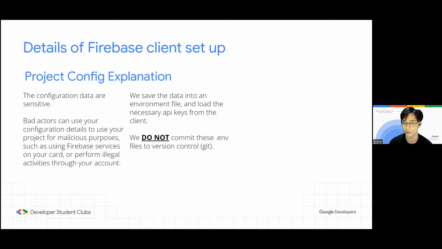So the idea is that we want to save the data into some environment file and load the necessary API keys from the client. Long story short, we do not store it in the actual code base. We put it in some file, and then the app will draw from that file. And then we do not commit these env files to version control. We do not push this into Git, because the moment they are in Git, they are in the history, and anyone can access it anytime.